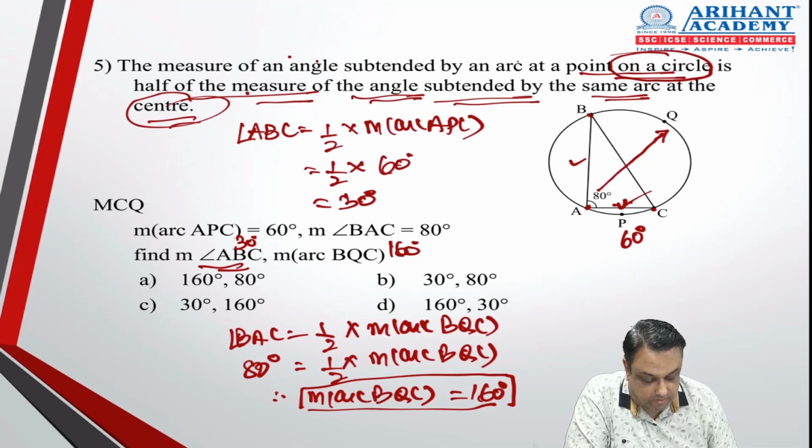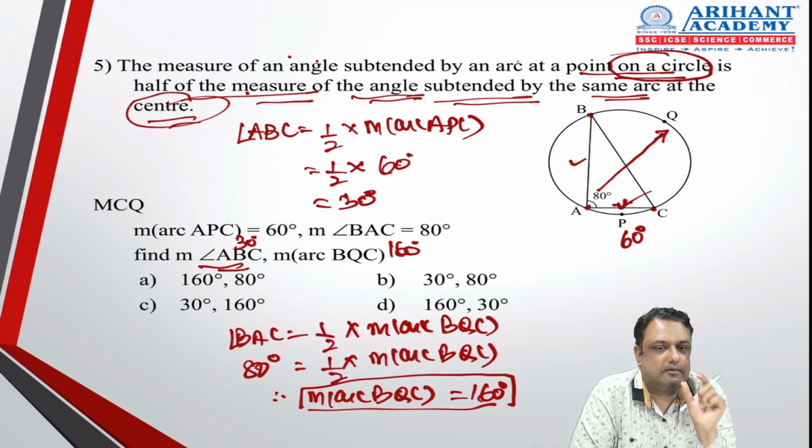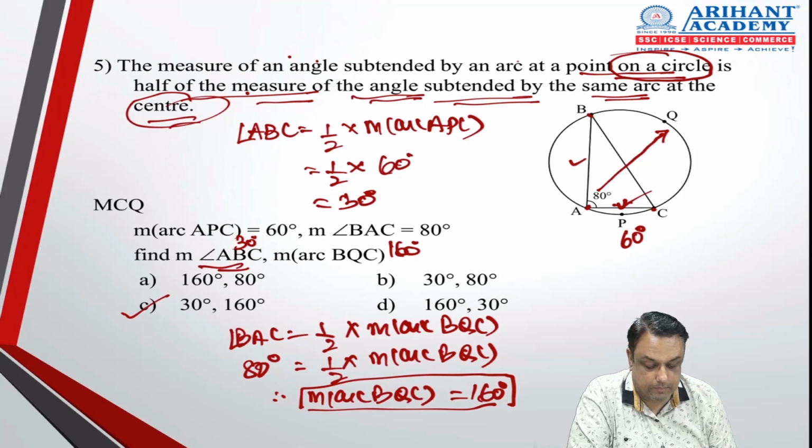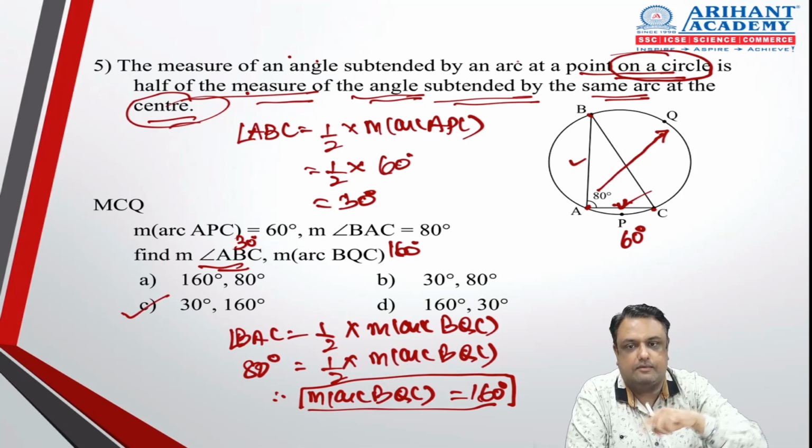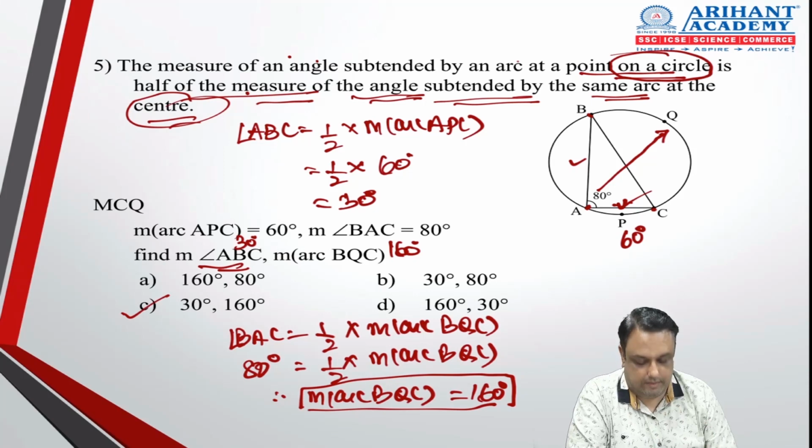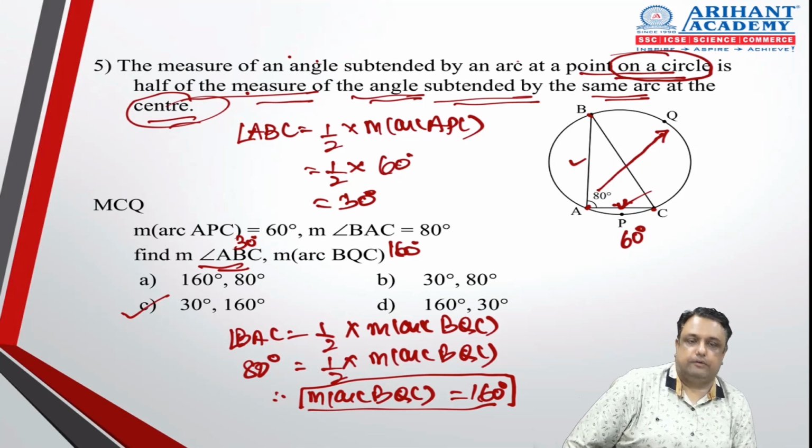So angle is 30 and 160. You should always mark in the same order. उन्होंने पहले ABC और BQC पूछा है, which is 30 and 160, तो हमारा ऑप्शन C आएगा, बिकॉज D में भी 60, 160, 30 है, लेकिन ऑर्डर क्या है? पहले ABC फिर आर्क, तो पहले 30 फिर 160. So C is the correct option.